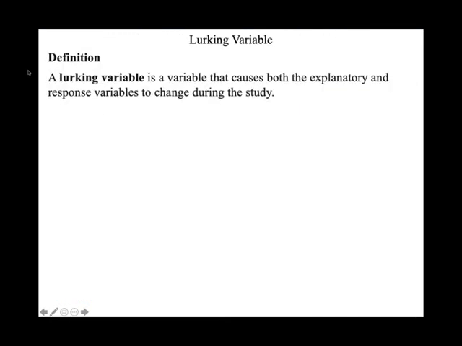Okay, a lurking variable is a variable that causes both the explanatory and the response variable to change during the study. We talked about this in chapter 2 already, and right now I'm going to give you another example. What's a lurking variable?